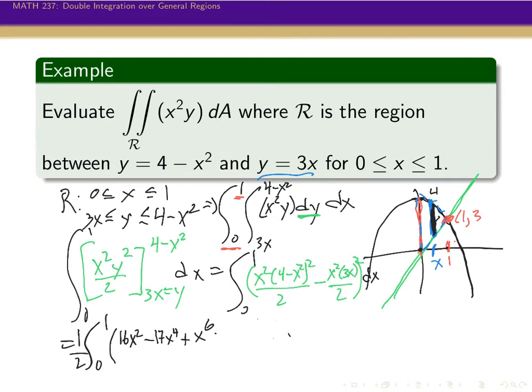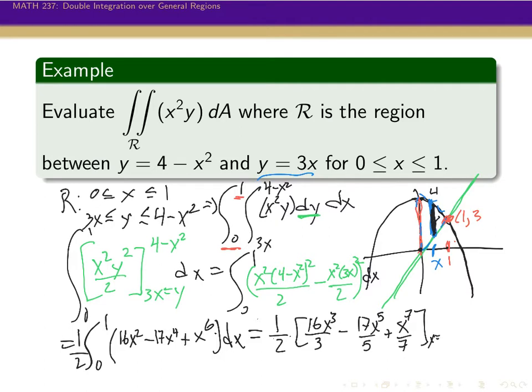Yeah, we used up that 9x to the 4th there. Okay. And now this is an honest to goodness Calc 1 integral in terms of x. So we can just do it out. So I have 1/2 times 16x cubed over 3 minus 17x to the 5th over 5 plus x to the 7th over 7, with our x values going from 0 to 1.